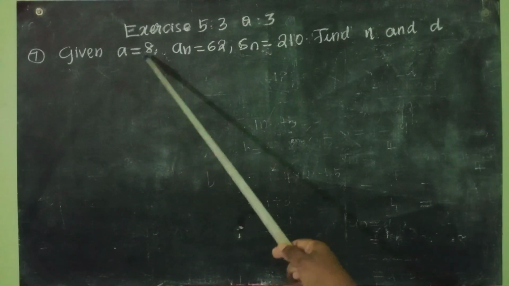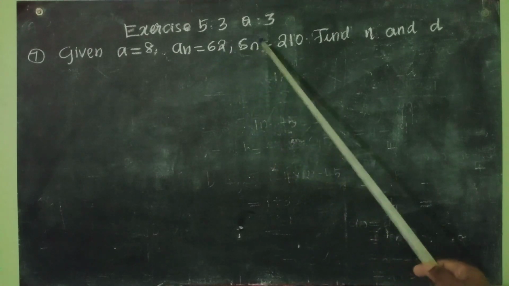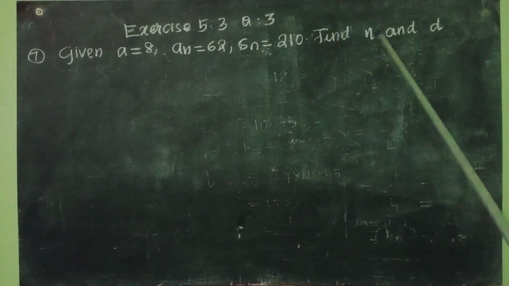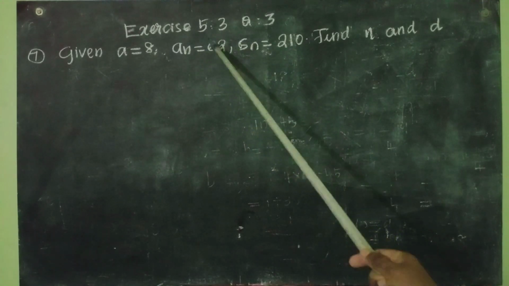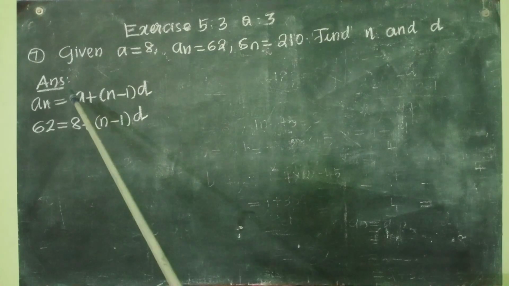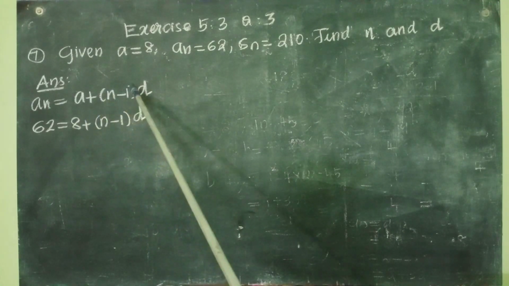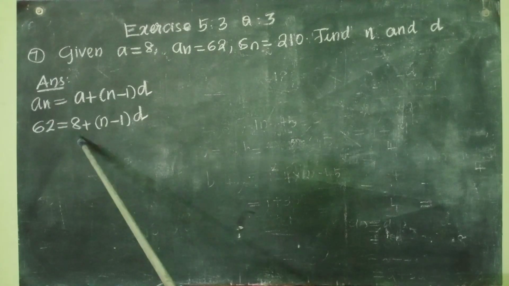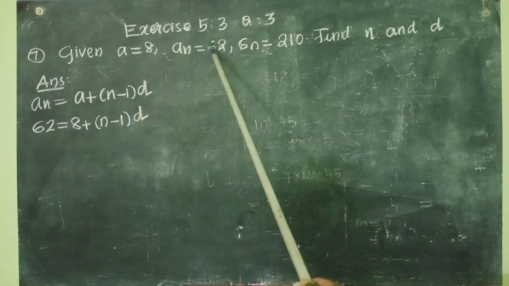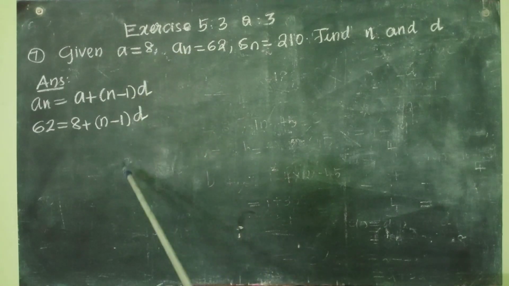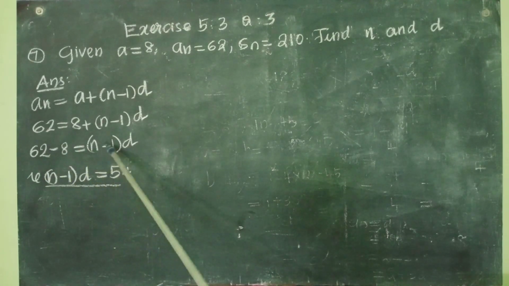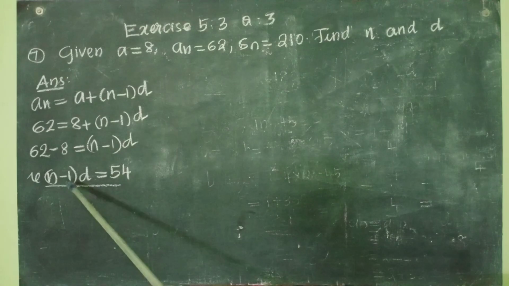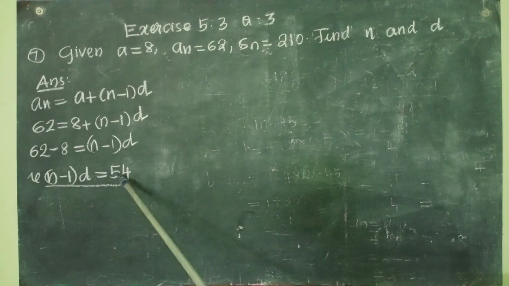Question number 7, given a equal to 8, an equal to 62, Sn equal to 210, find n and d. Here you have to find out n and d given a, an and Sn. So we can start with an and Sn. We have an equal to a plus n minus 1 into d. That is 62 equal to 8 plus n minus 1 into d. Because an equal to 62 and a equal to 8. We can take the 8 to left side. We get 62 minus 8 equal to n minus 1 into d. That is n minus 1 into d equal to 54.